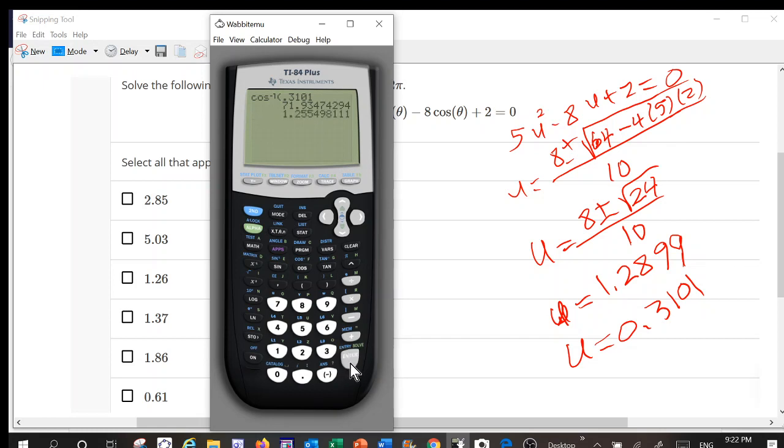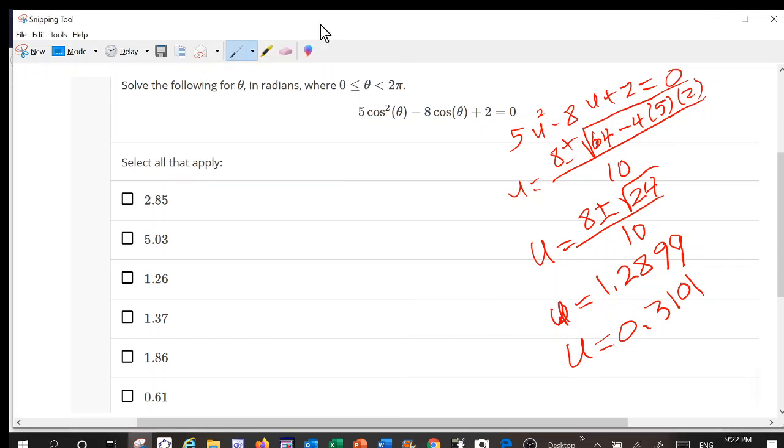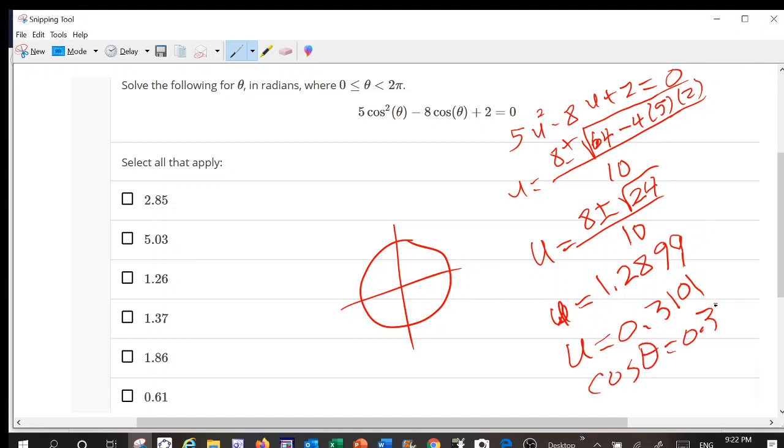Alright, so it's 1.26. So the only equation that's going to work is when cosine of theta is 0.3101. And the answer to this is 1.26. Now 1.26 is 70 something degrees over here. But that's not the only one that has that cosine. We also have this angle right here.